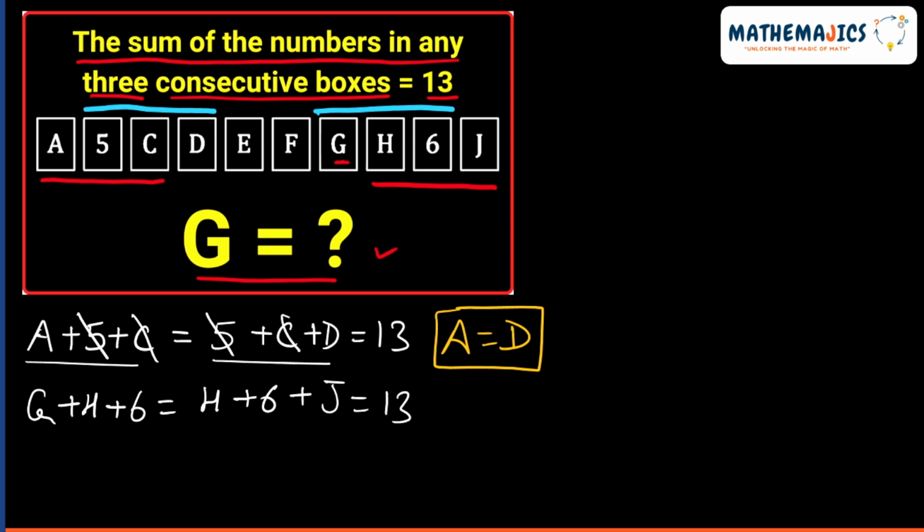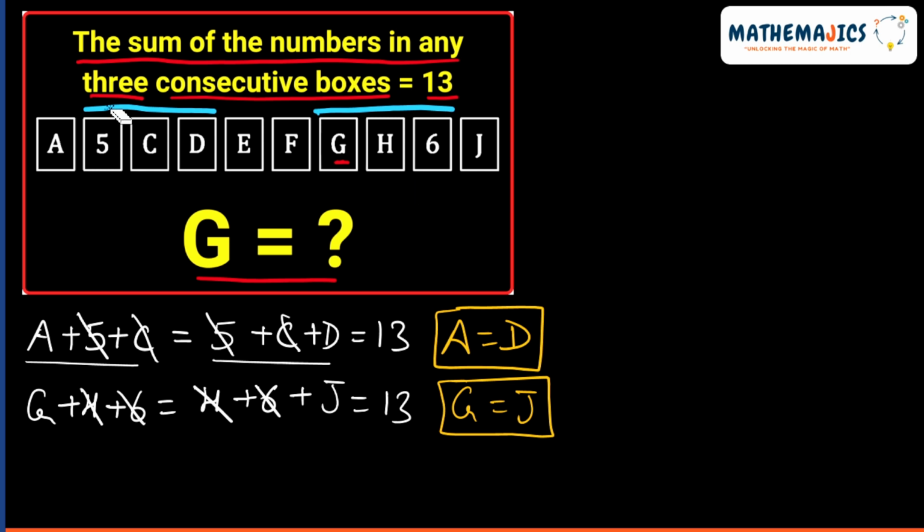Now, as we did above, we can cancel out h and we can cancel out 6 from both the sides. From this, we got g is equal to j. Yes, g is equal to j. Now let's see how it looks in the question, whether it forms a pattern or not. Let's mark these numbers. So a is equal to d, okay, a is equal to d and g is equal to j. So I got a pattern.